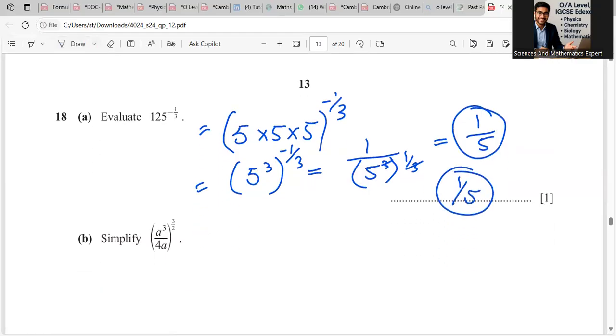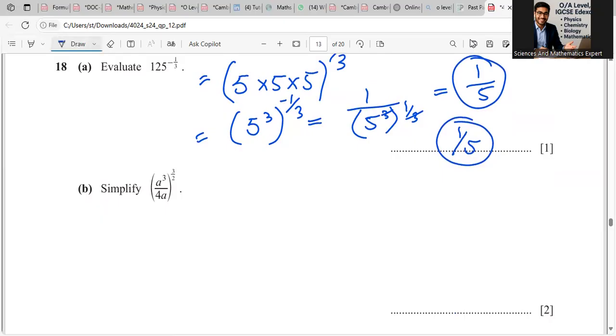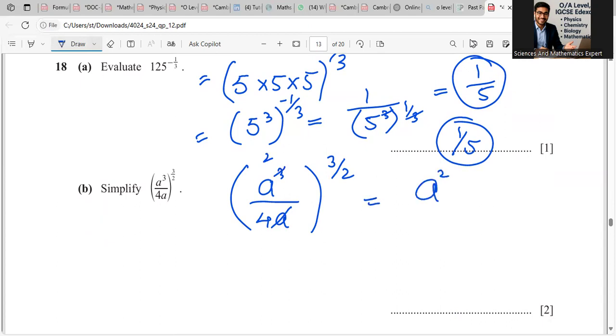After that, he is saying go and simplify this one. Okay. First of all, I will say a cube over 4a. And then power 3 by 2. According to BODMAS rule, we should solve inside the brackets first. So a is cancelled. I'm getting a square. The remaining is a square multiplied by power 3 by 2. And 4 can be written as 2 power 2 multiplied by 3 by 2. The 2s cancel. So it is a cube over 2 power 3, that is equal to a cube over 8.